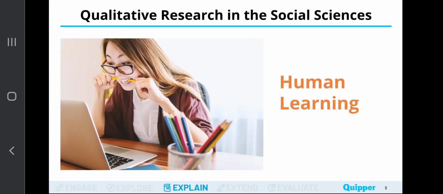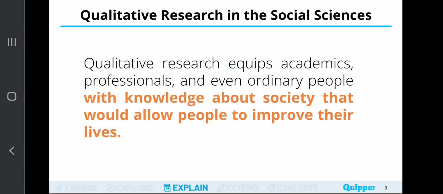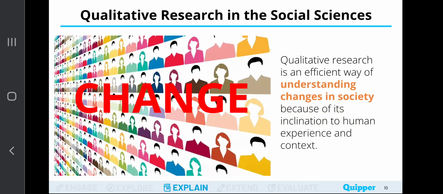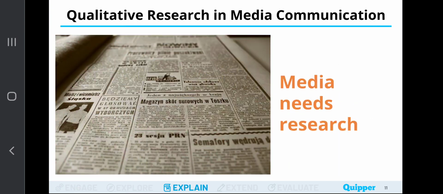Now, human learning takes place when there is generation of knowledge. That is a given fact. With this lesson, we try to understand how qualitative research works in the social sciences. Qualitative research equips academics, professionals, and even ordinary people with knowledge about society that would allow people to improve their lives. With that being said, qualitative research is an efficient way of understanding changes in society because of its inclination to human experience and context. So there is now an emerging integration of the different changes in society that enables us to understand better human experience and context.